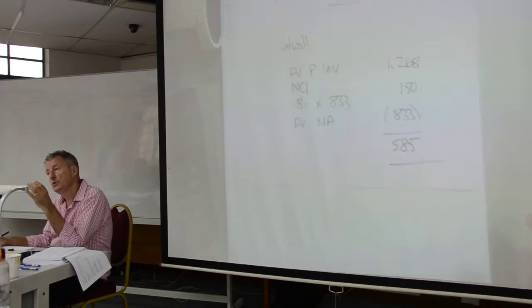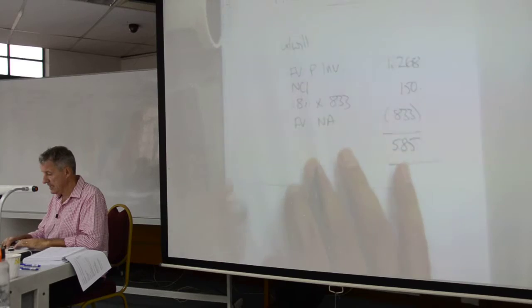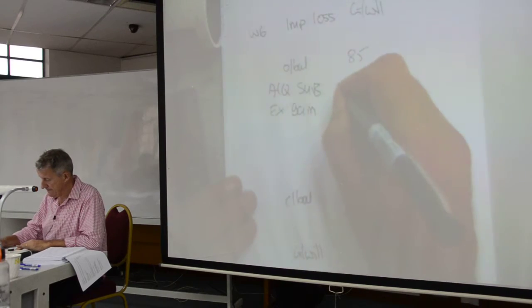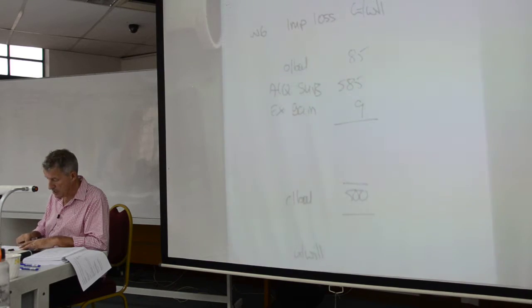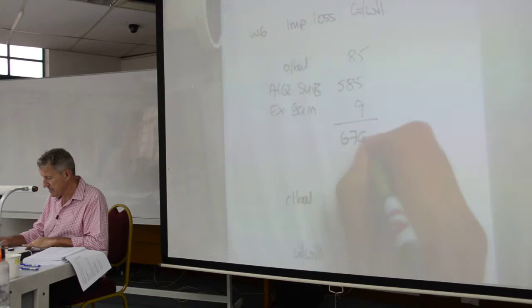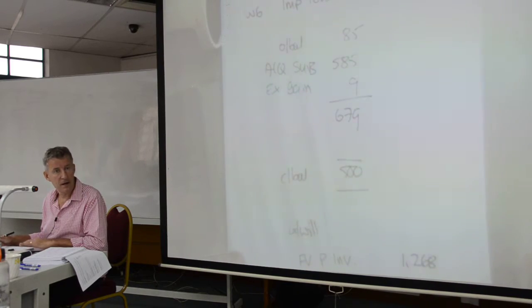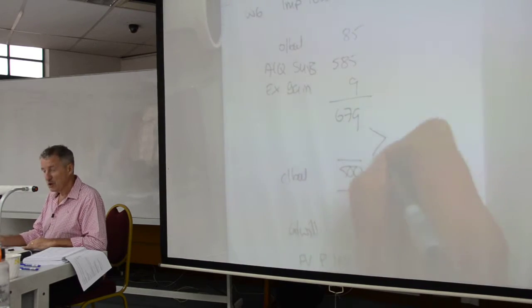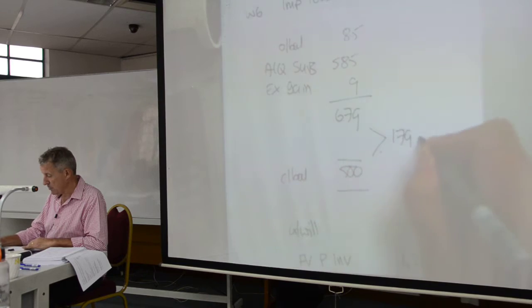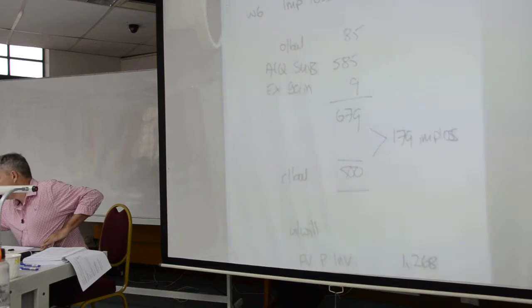My new goodwill is 585. I should be enjoying goodwill of 679. OMG. The goodwill has been impaired by 179.